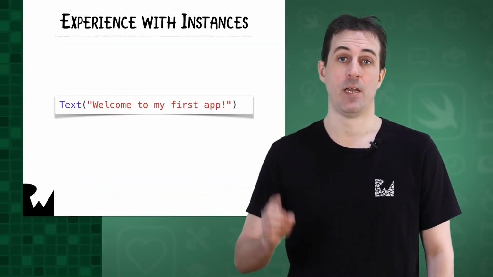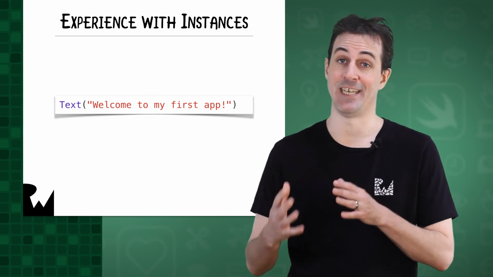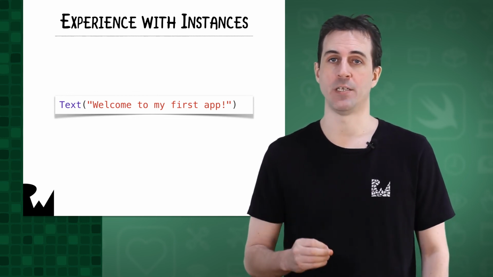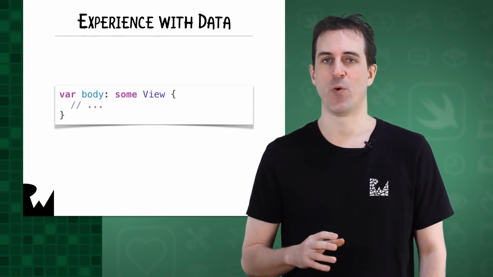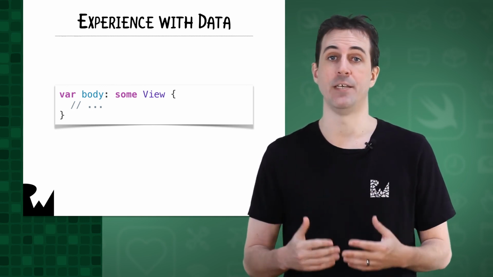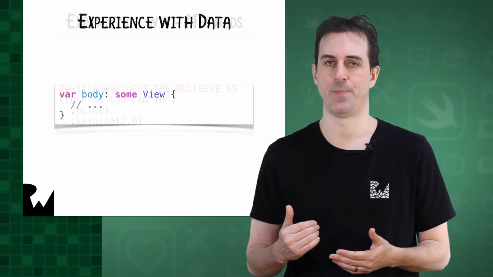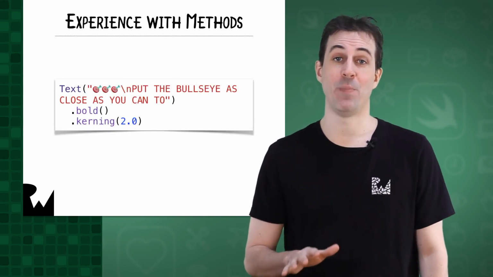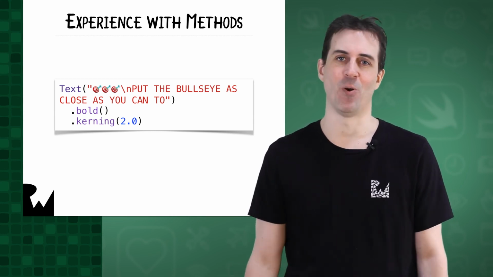All right, as you've seen, you already have some experience working with instances, data, and methods in SwiftUI. First, you have experience with instances. For example, you've created, or as programmers would say, instantiated, an instance of the ContentView struct to display a bunch of views on your screen. Second, you have experience with data. For example, you've created a body property that keeps track of an important piece of data for the ContentView. That is, the view to display on the screen. And that view is basically a VStack with a bunch of other views inside it. Finally, you have some experience with methods. You called several methods on the text instance, including bold, kerning, and many more.